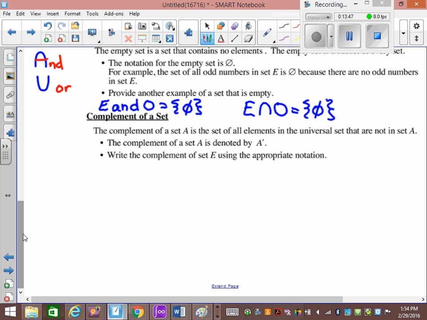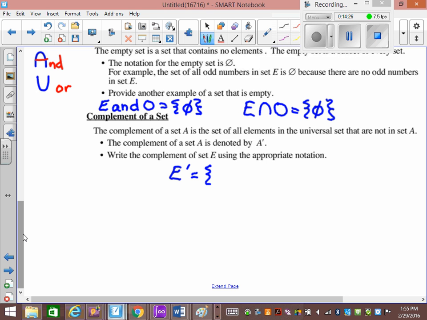Complement of a set. The complement of set A is the set of elements in the universal set that are not in set A. If you look up here, it has A complement. It's A with a little tick. That means everything that's not in A but contained in the universal set. So if we want the complement of set E, that's E with a little tick. You list everything that's in the universal set that's not in E. It means not E.